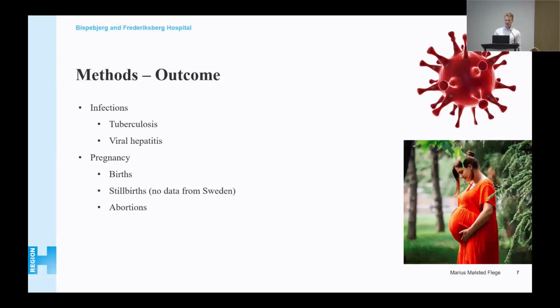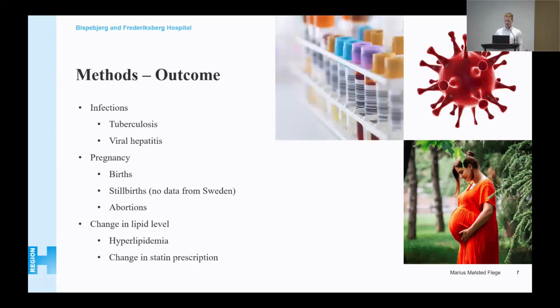For pregnancies, we looked at an overlap between baricitinib treatment and pregnancy. Either the women were pregnant when they started their treatment, or they became pregnant during their treatment. We used the registries with births, stillbirths, and abortions from the countries. And we also looked at change in lipid level. Here we looked at visits with a hyperlipidemia diagnosis attached, or change in statin prescription. These were the 3 outcomes related to the 3 risk minimization activities.